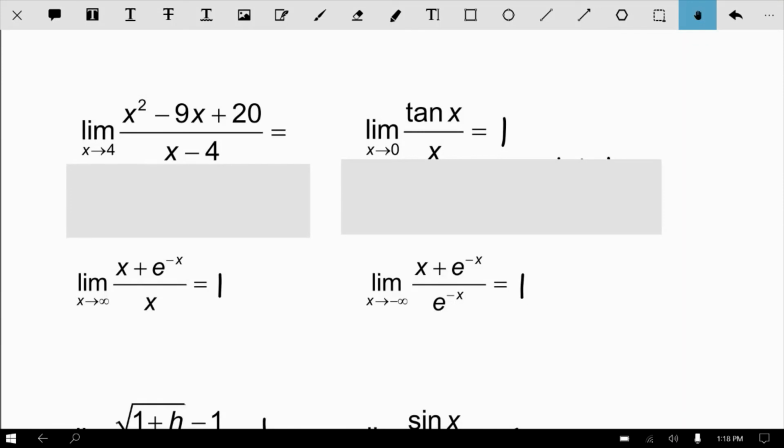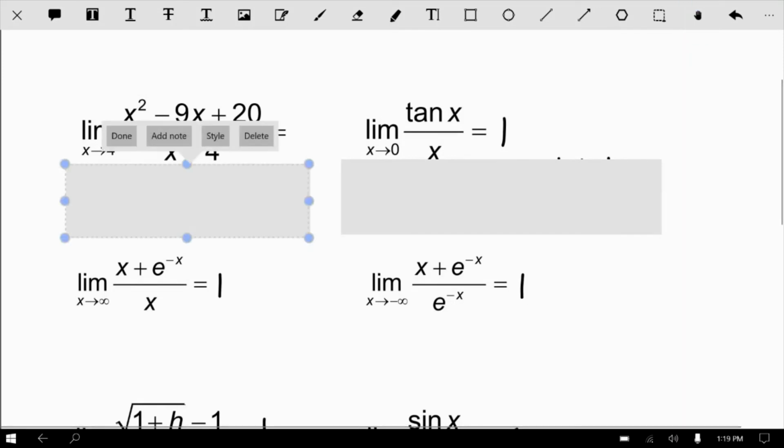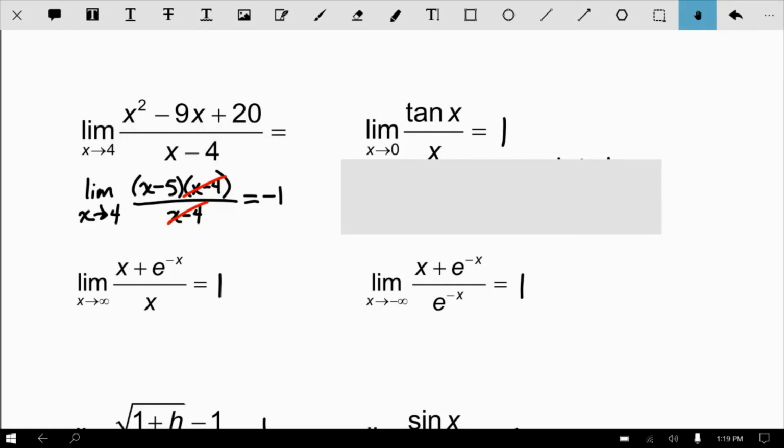So the next one here, we've got x squared minus 9x plus 20 over x minus 4. That's one you need to solve by factoring. If you plugged 4 into the original expression, you would get 0 over 0. If you go through and factor and cancel out the x minus 4, we're left with x minus 5, which when you plug 4 in is -1. Essentially what I do when I cancel out the x minus 4 is eliminate that removable discontinuity and turn it into an equivalent continuous function. And now I can see that the function is trending towards -1.